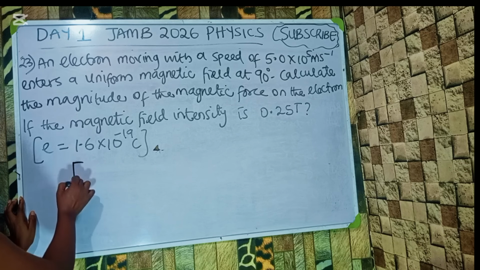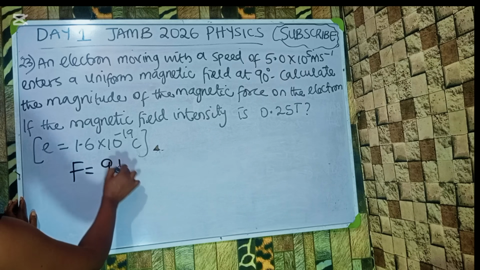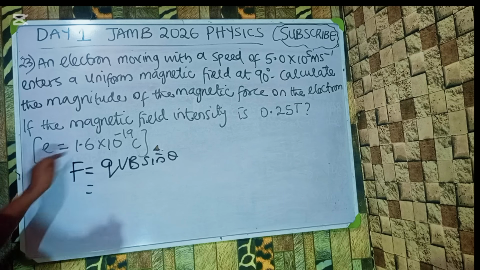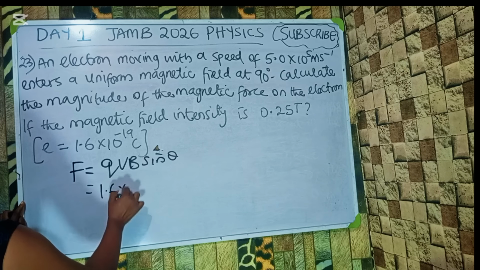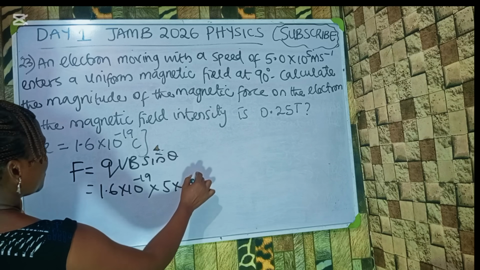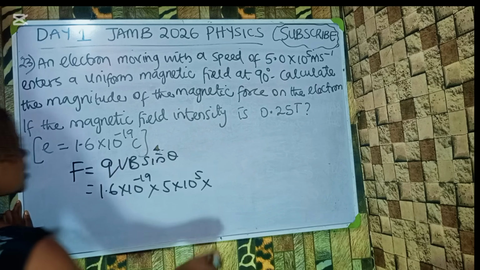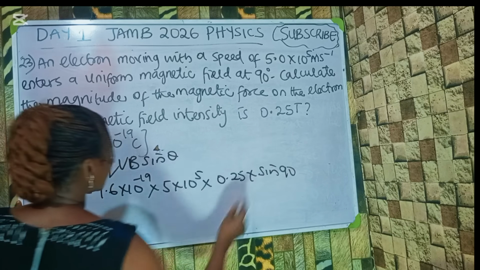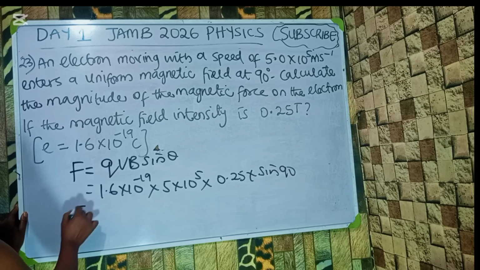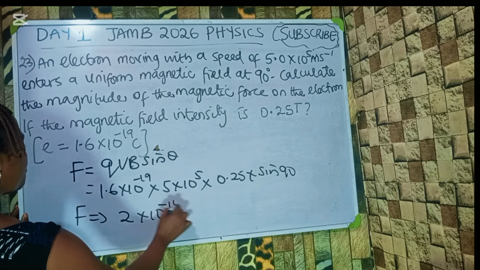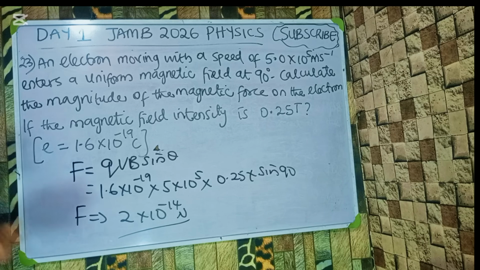So the formula for this magnetic force is QVB sin theta. Okay, so what's my charge? My charge is 1.6 times 10 to the power of minus 19. My speed is 5 times 10 to the power 5, and my magnetic field intensity is 0.25 times sine 90, and sine 90 is equal to 1. So you just have to multiply all through to get your answer. Your answer is 2 times 10 to the power of minus 14 Newton. So if you have a question like this, this is how you are going to solve it.